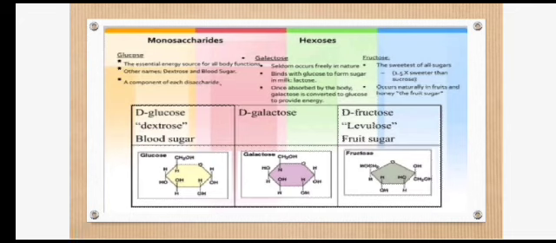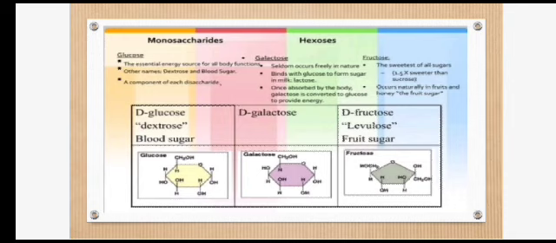Examples of monosaccharides are glucose, galactose and fructose. Glucose is also called dextrose and blood sugar. It is the essential energy source for all body functions. Glucose is the component of each disaccharide.